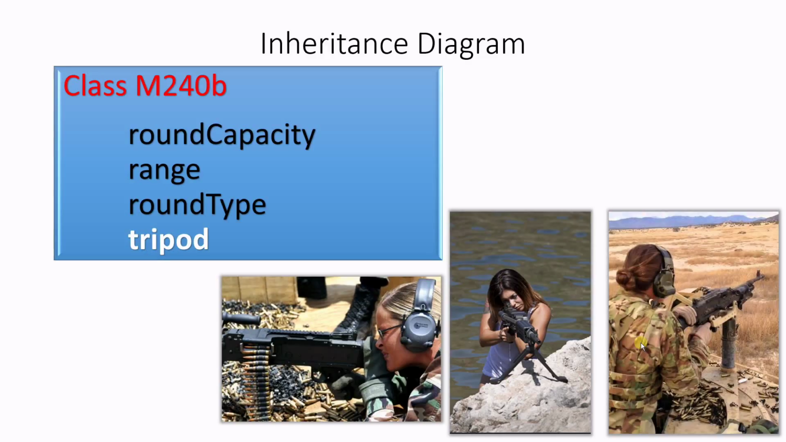Ladies like it. So the M240B also has a round capacity, a range, and a round type, and because this gun is a big gun, it also needs a tripod or a mount or whatever this thing here is.